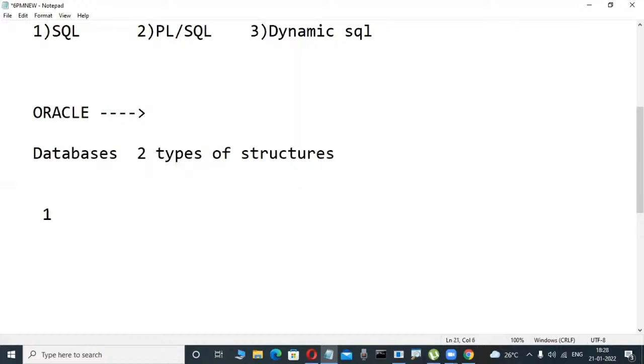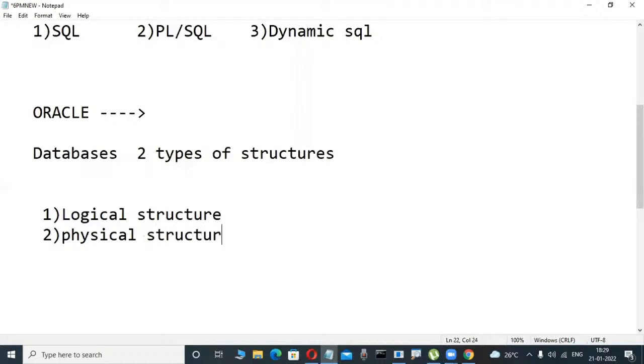Maybe anybody has an idea? Suppose you are taking Oracle, SQL Server, MySQL, DB2, any relational database software you are installing in your system, two types of structures are there. One is logical structure. Database means it is a place where we can store structure. Another one is physical structure.